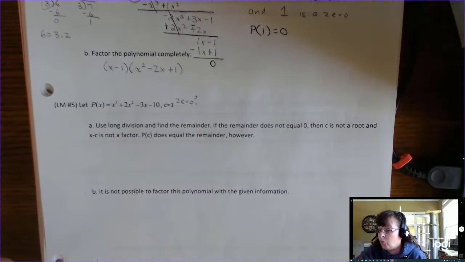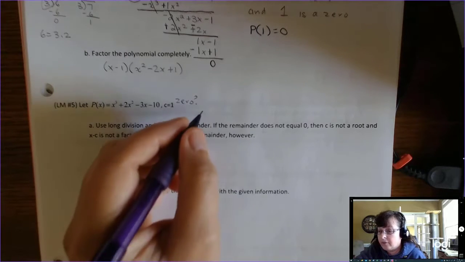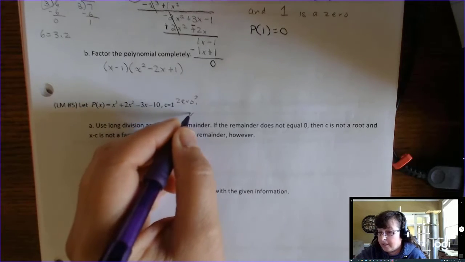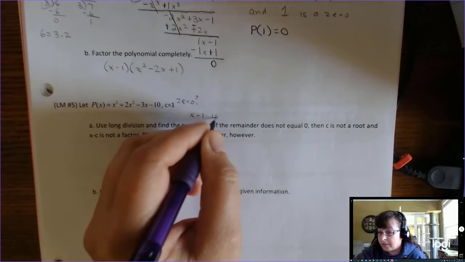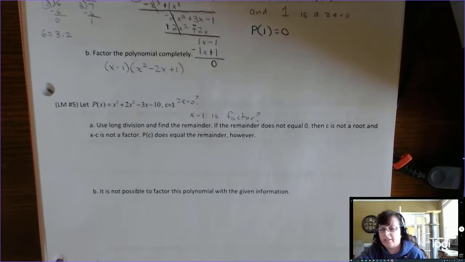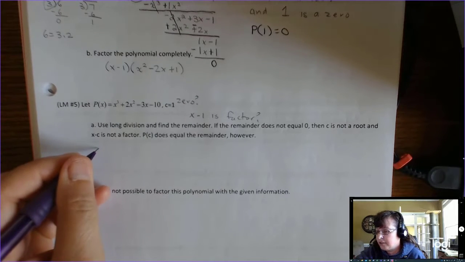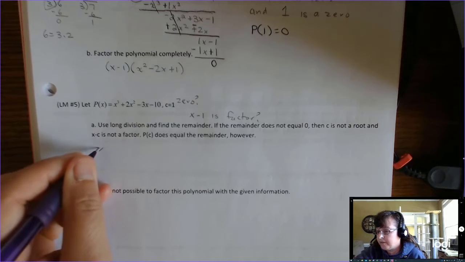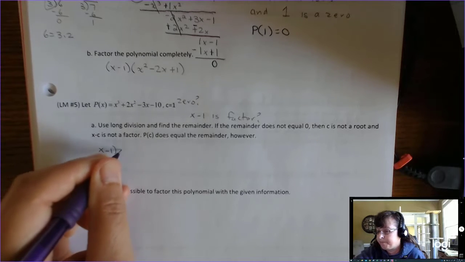Okay, what's the factor? Well, the 0, 1 has the factor x minus 1. And I'm putting a question mark here because it's just a potential. All right, and it says use long division. So if we're going to use long division, we can't divide by 1. We have to divide by x minus 1.